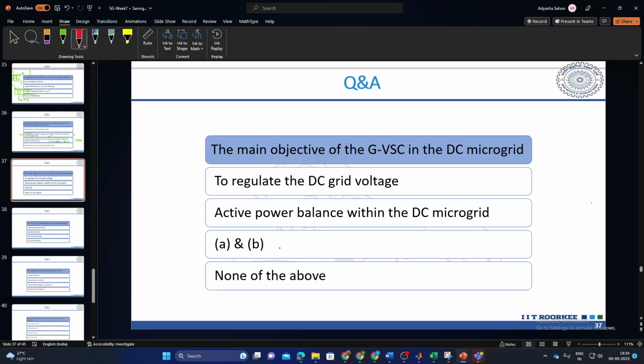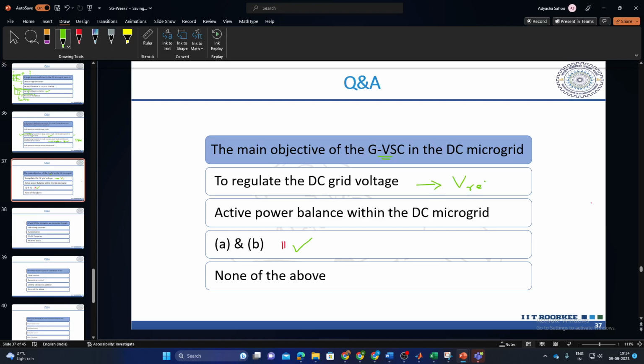Then we have the main objective of the grid side voltage source converter in the DC microgrid is to regulate the DC voltage, or it is active power balance within the DC microgrid, or it is both A and B, or none of the above. It is A and B, ma'am, both. Okay, we got one, both A and B.